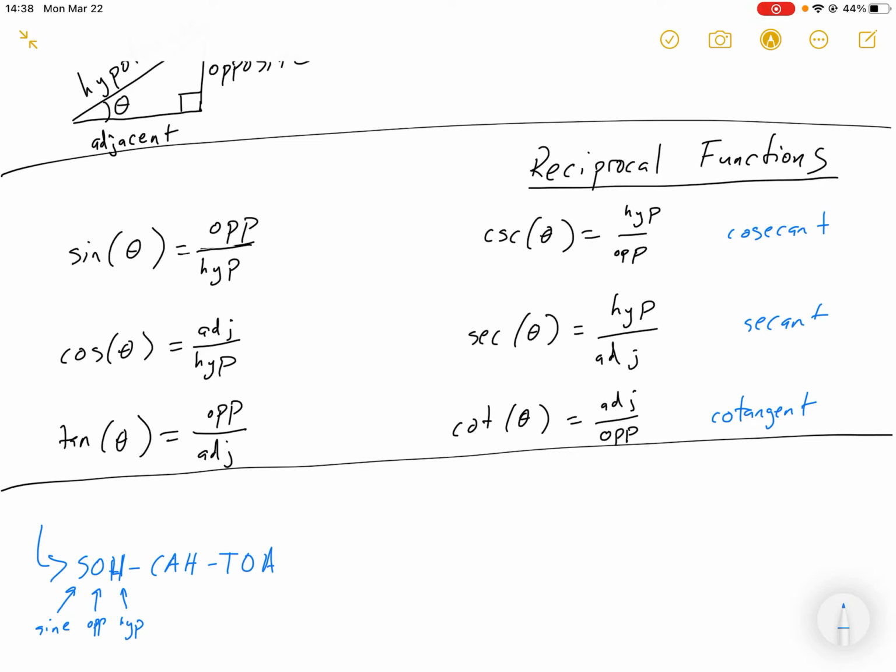So each pair of functions, so sine and cosecant, each one has a co. For example, cosine already has the co, so it must go with just secant, whereas sine does not have a co in it, so it goes with cosecant.